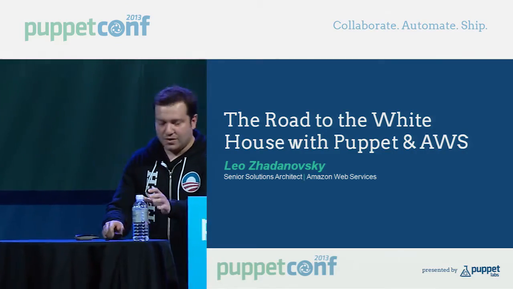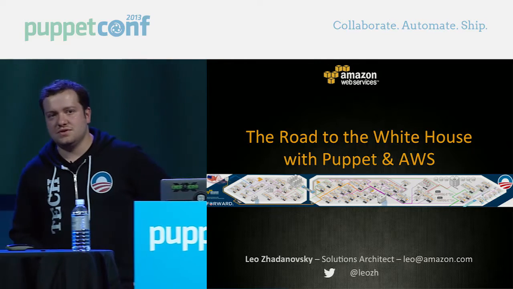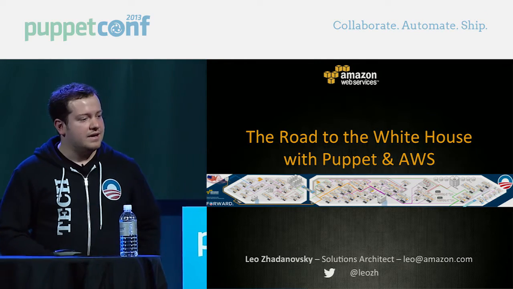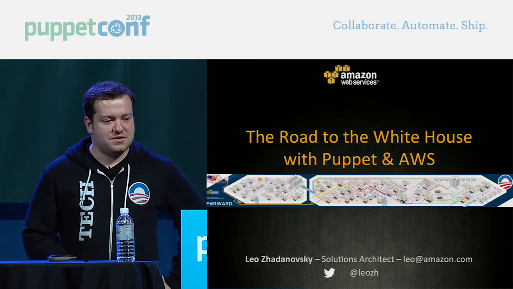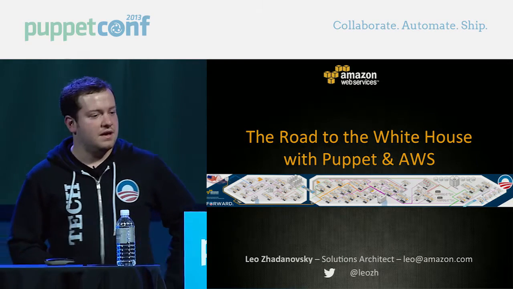Okay, so we're going to talk about the road to the White House when it comes to Obama for America and technology, and we're going to talk about how Obama for America used Puppet and AWS.